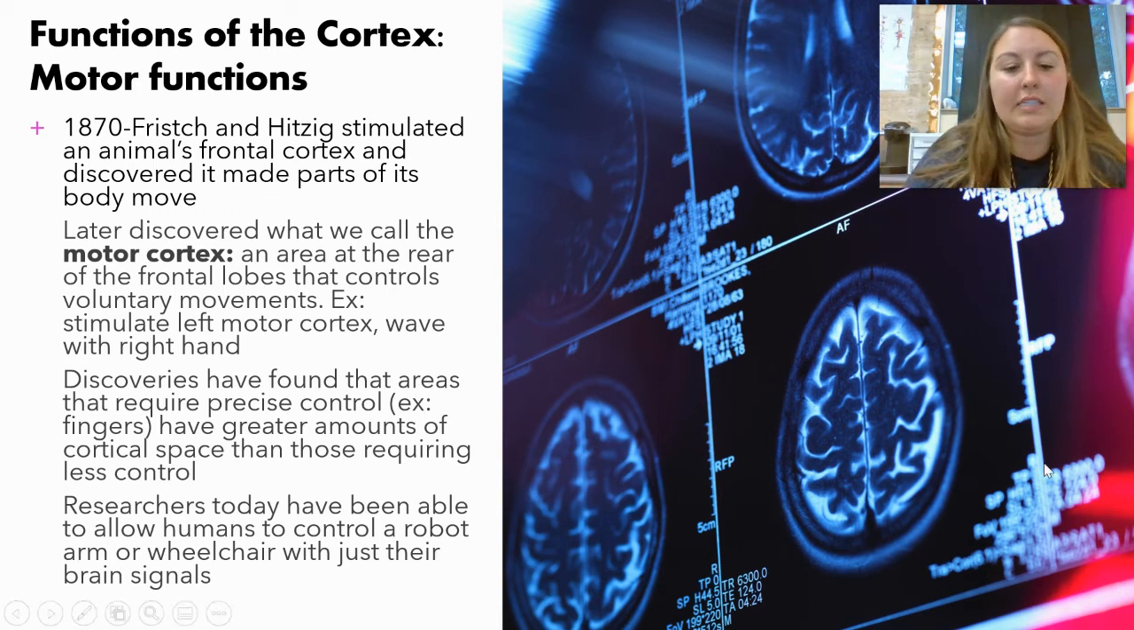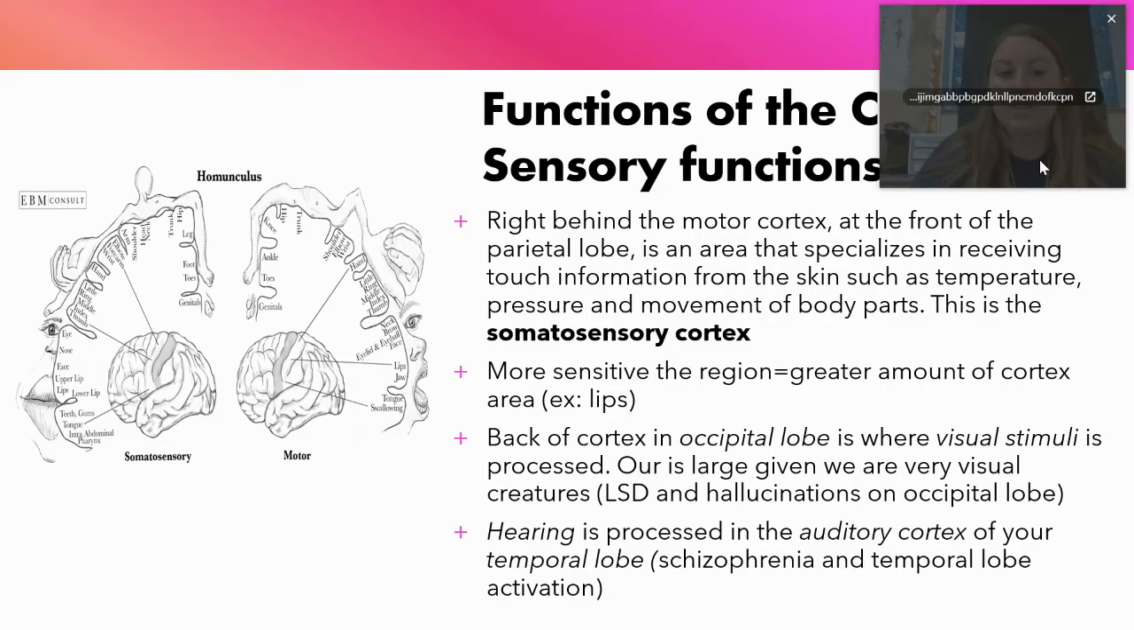Really, really cool scientific research and application.